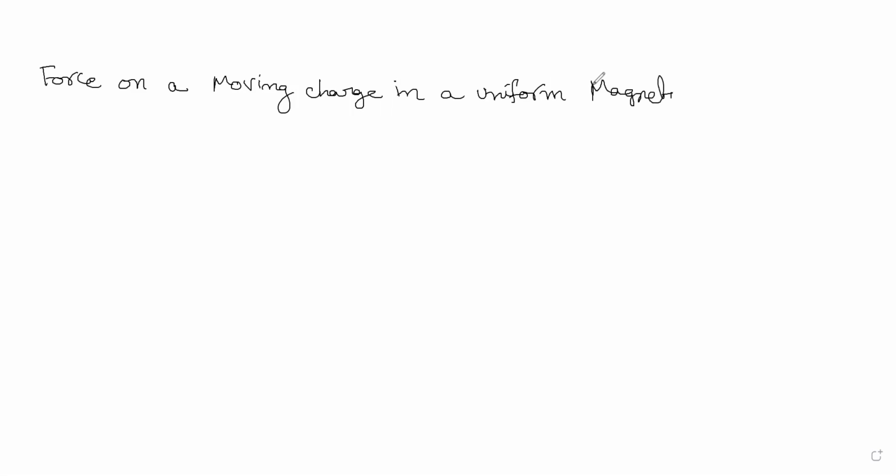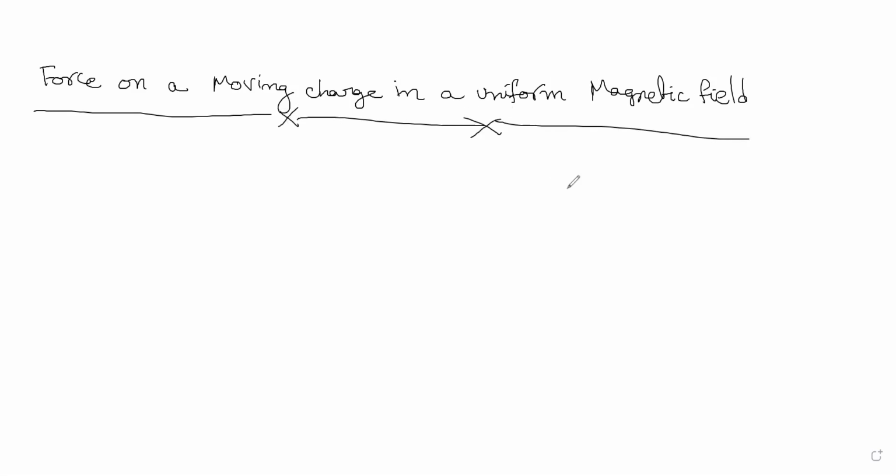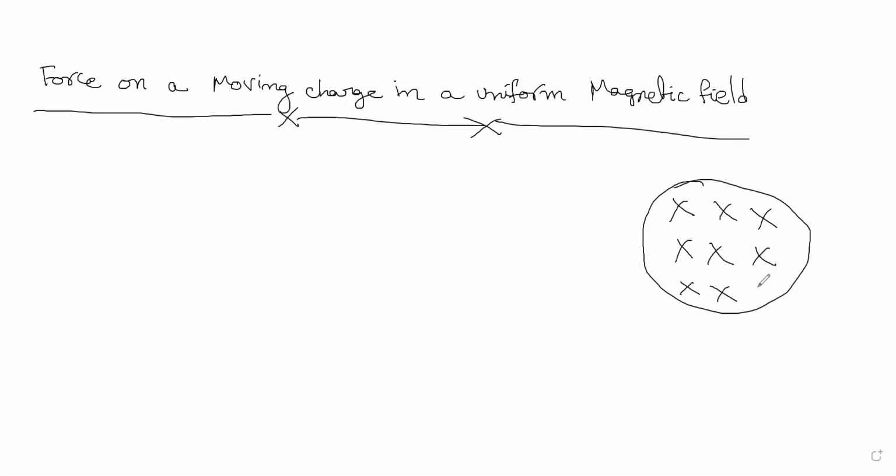So, force on a moving charge in a uniform magnetic field. Now let's assume this situation that there is a magnetic field like this. If I put a cross, the magnetic field is going inside the plane of the paper or plane of the board.